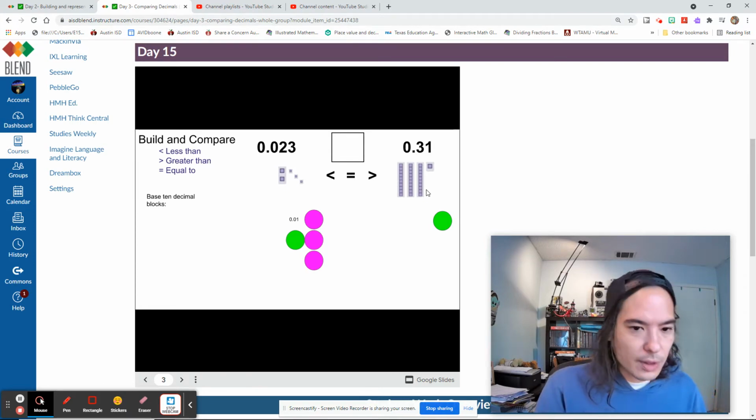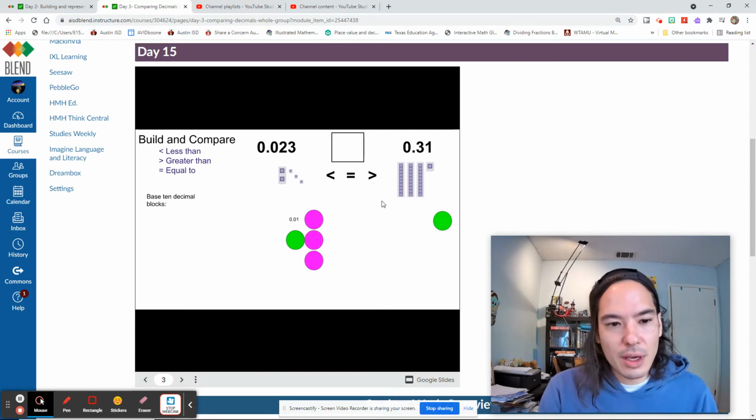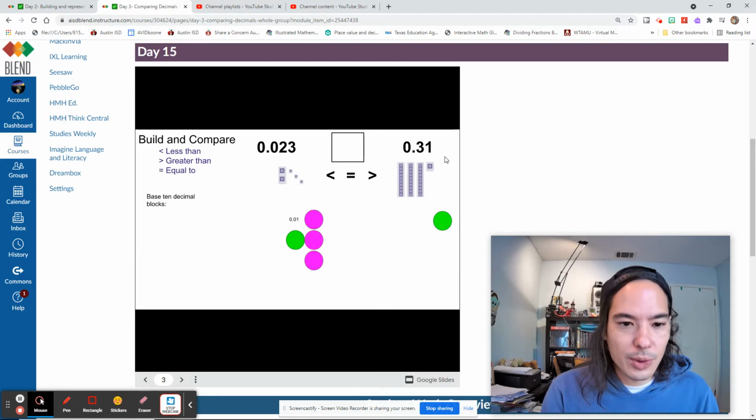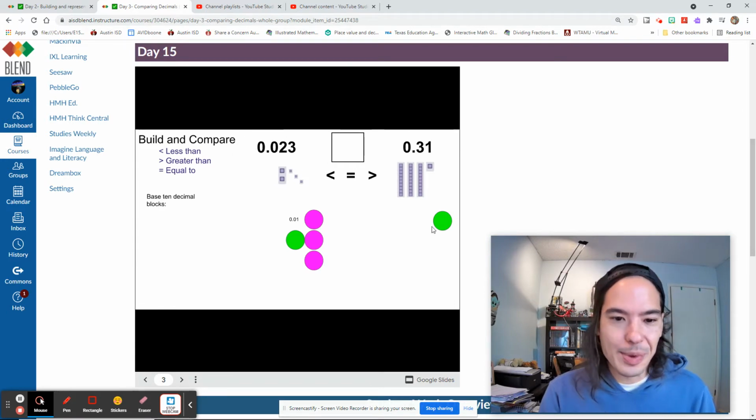Some of you may already be thinking, well, I know money, so I know which one's bigger already. Because if you're looking at this like money, one of these makes sense as money, and one of these is like a little bit more than 2 cents. So let's take a look.